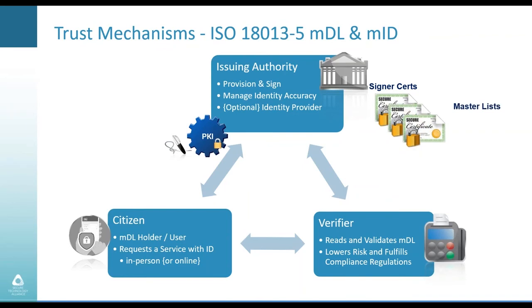These signer certificates in groups can be distributed in what's called a master list. These master lists can be assembled by issuing authorities, by associations, or you can get them from vendors. These master lists represent a collection of public keys from trusted issuers. Go ahead.